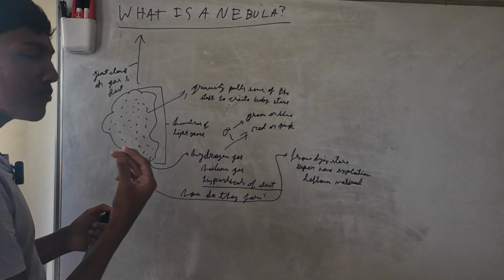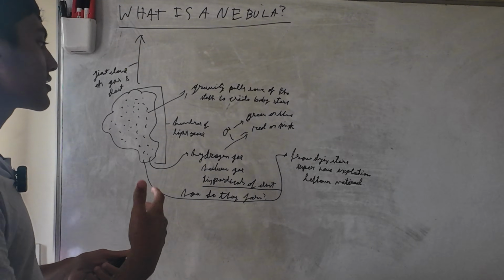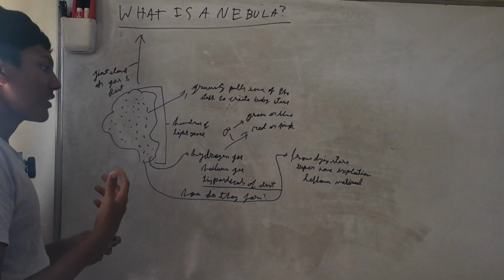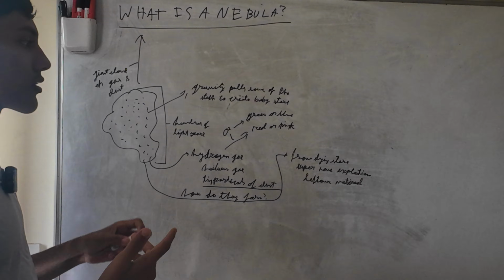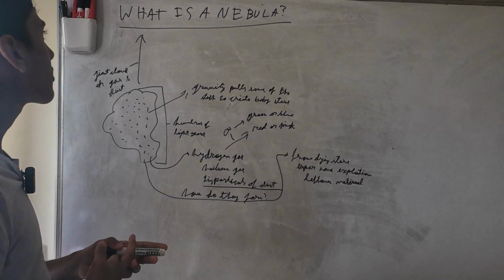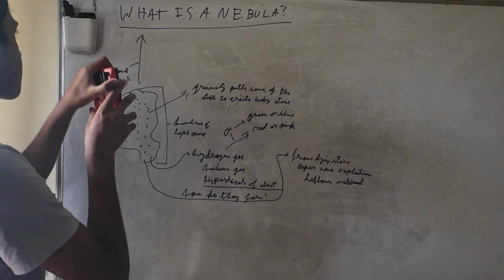And sometimes they can be super colorful, but how can they do that? Well, you see, some of the gases can be perceived as colors. For example, hydrogen gas can look red or pink, and oxygen can sometimes look green or blue. And that's more or less what exactly a nebula is.